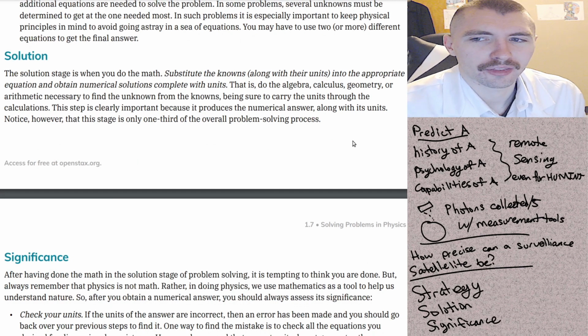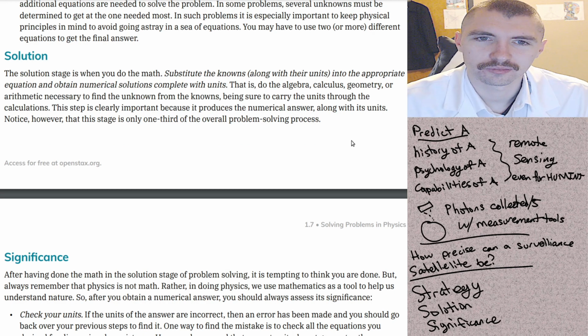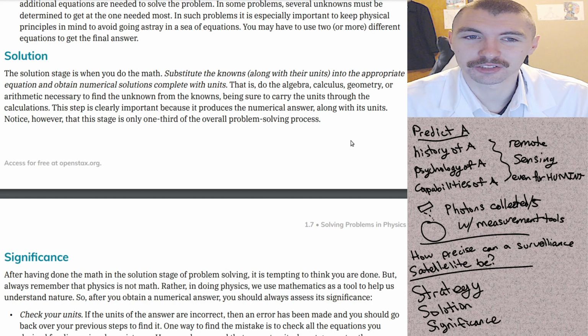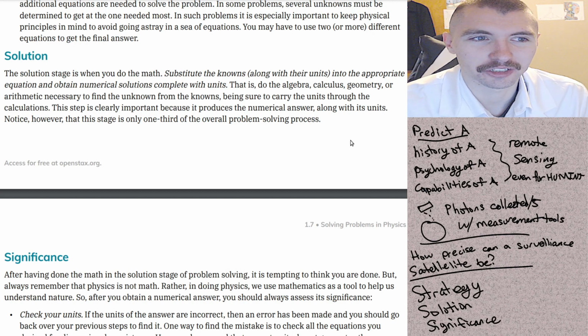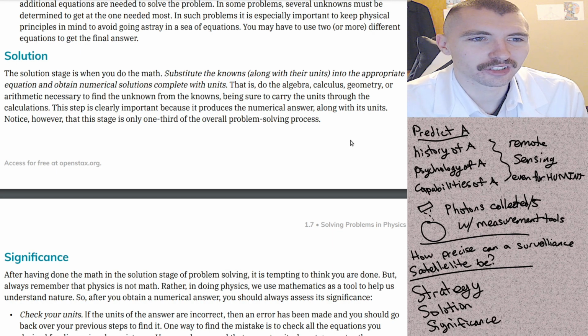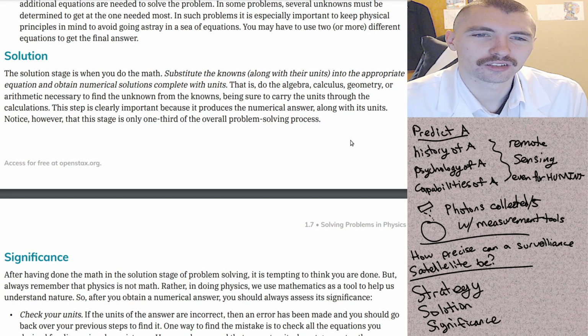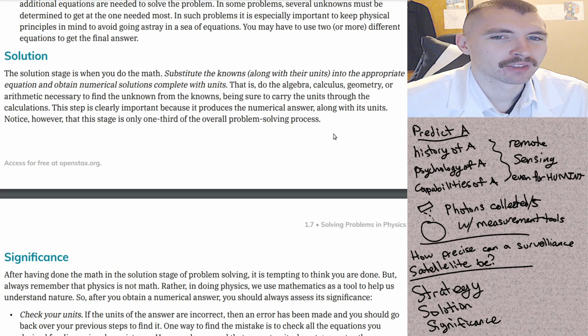So the solution is when you do the math. Okay. Solution might have an abstract representation of a satellite. So maybe also in a simulation, like a simulation of what you're imagining. So basically, solution, in other words, do the algebra, calculus, geometry, or arithmetic necessary. I wish it would have added compute, or I think it wants you to abstract the solution, and then maybe that's in the significance part. So algebra, calculus, geometry, or arithmetic necessary.